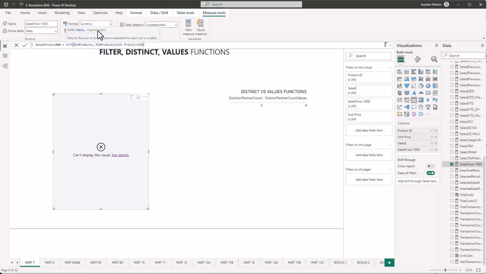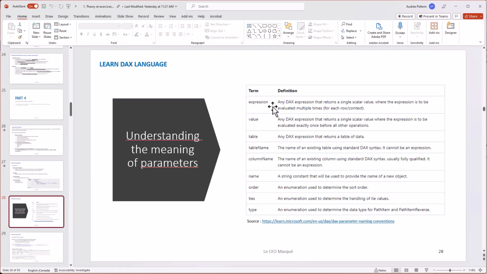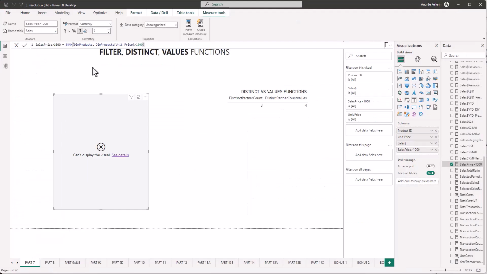If we go back to what is an expression, let's go back to the definition. The definition of an expression is any DAX expression that returns a single scalar value, where the expression is to be evaluated multiple times. So what we have to remember here is that an expression is supposed to return a single value. In this case, this does not return a single value. It's a true or false statement. So we have to modify this formula a little bit to make it work.